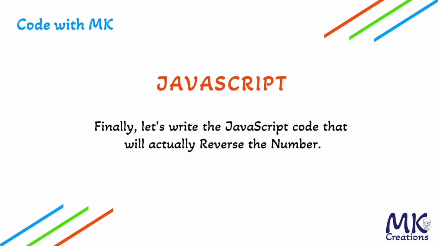Finally, let's write the JavaScript code that will actually reverse the number. We'll start by getting the input value from the user, then convert the number to a string, split it into an array of characters, reverse the array, and join it back into a string. Then, we'll display the reversed number in a paragraph element. Here's what the JavaScript code looks like.